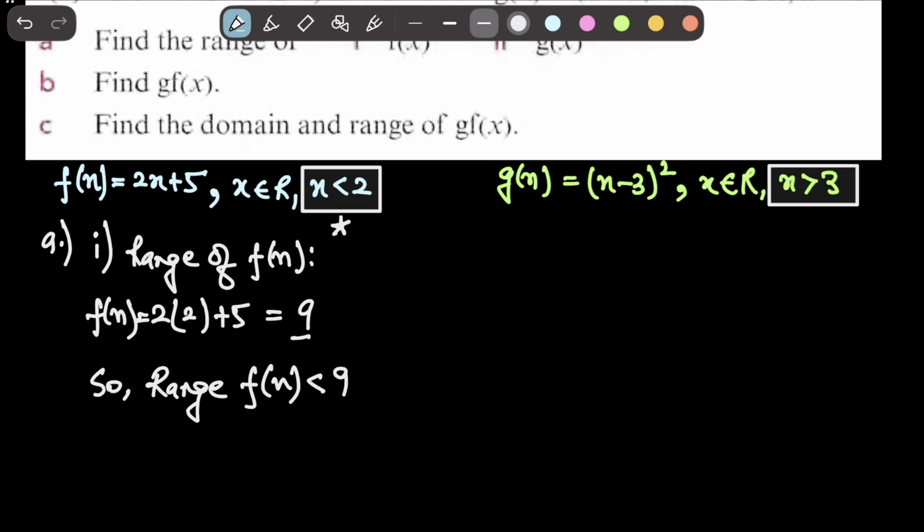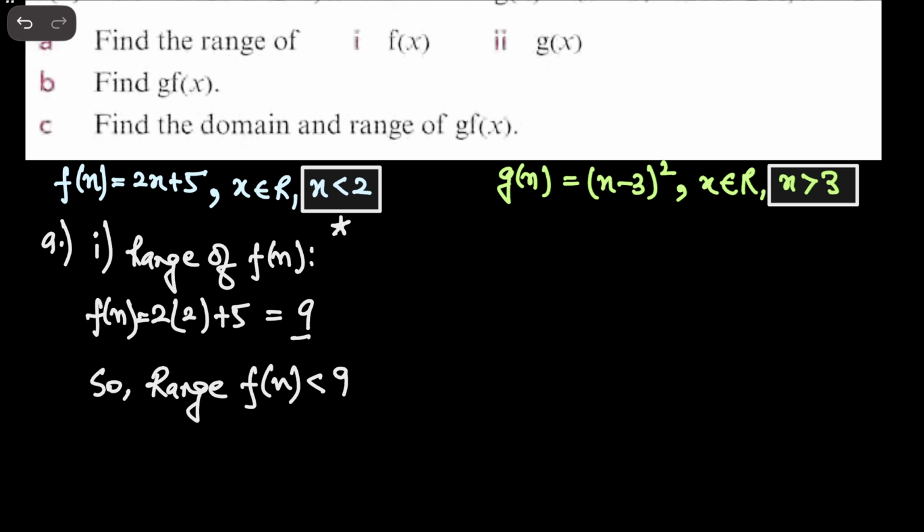We can understand it in this way: x will always remain less than 2, so function f of x will always remain less than 9. So this is the way we have calculated the range of the function f of x.